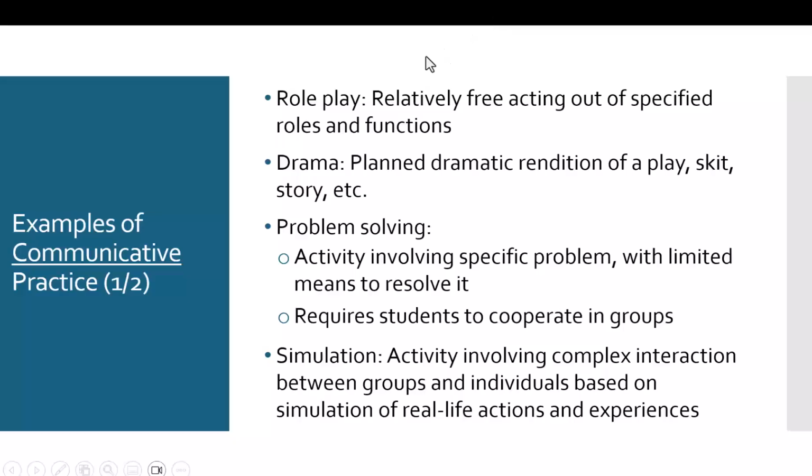Now, some examples of communicative practice include role plays. A role play is a relatively free acting out of specified roles and functions. There's drama, where you have the dramatic rendition of a play, a skit, or story. And yes, that's memorized, but we generally consider that communicative, I guess, because of how long the presentation is. Problem-solving activities are communicative activities, communicative practice.